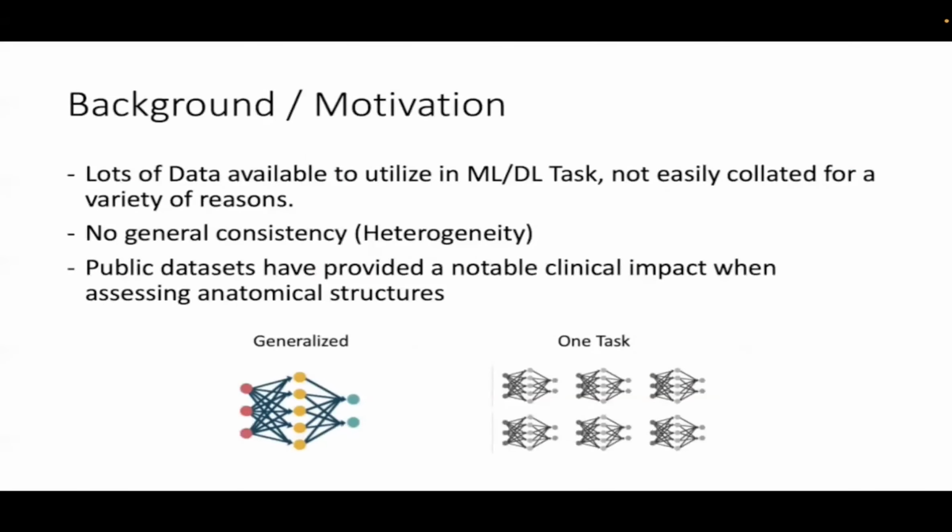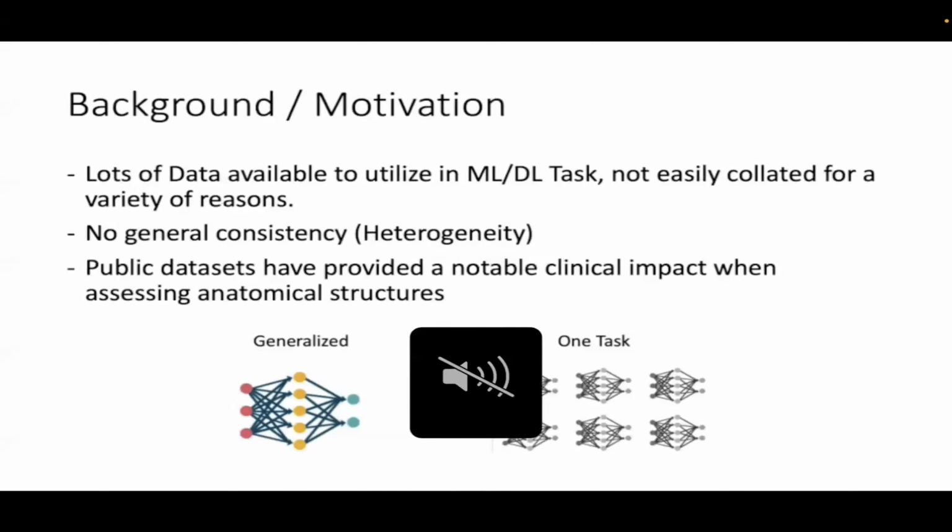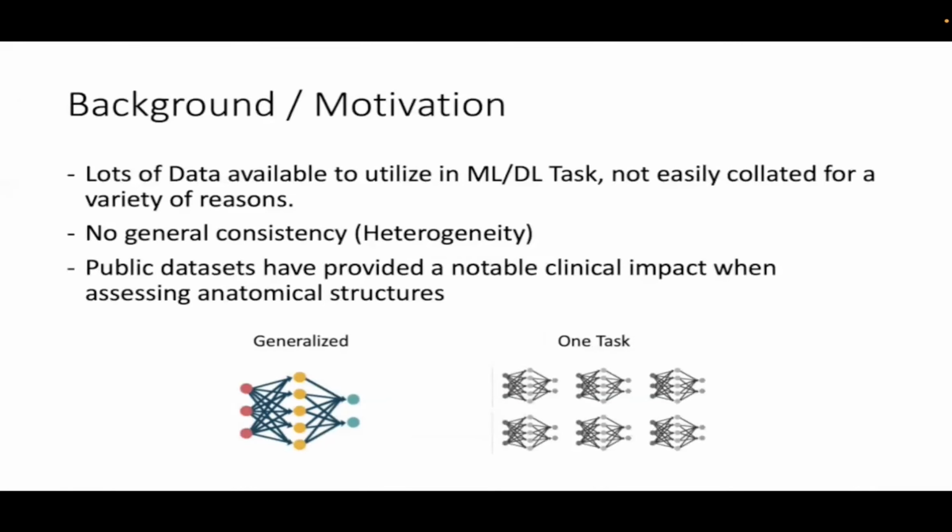So we'll begin with talking a little bit about the background and motivation. There's been an increasing number of publicly available data sets showing marked clinical impacts on assessing anatomical structures. These include both organs and tumors. And while the amount of public data has become more and more widely available, these imaging data sets still are too small for the development of robust AI models.